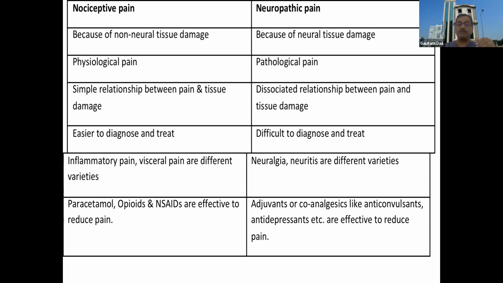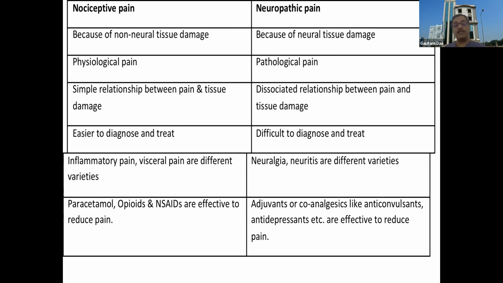Now, nociceptive pain can be sub-classified into inflammatory pain, for example rheumatoid arthritis, spondyloarthritis, and ankylosing spondylitis. These are inflammatory changes. Then there is visceral pain. Suppose somebody has appendicitis or a gallbladder stone. These are visceral pain, and these are also nociceptive pain. So these are the different varieties of nociceptive pain.